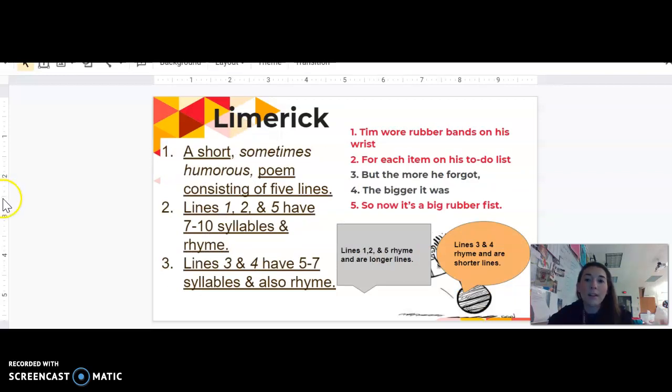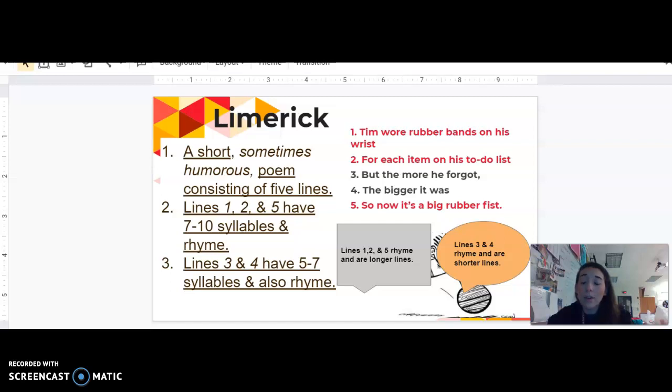Next, let's talk about limericks. Limericks are short, sometimes humorous, poems consisting of 5 lines. In the highlighted section, you can see that lines 1, 2, and 5 have 7 to 10 syllables and rhyme. Lines 3 and 4 have 5 to 7 syllables and also rhyme. So the highlighted red lines rhyme, and the black lines 3 and 4 also rhyme.